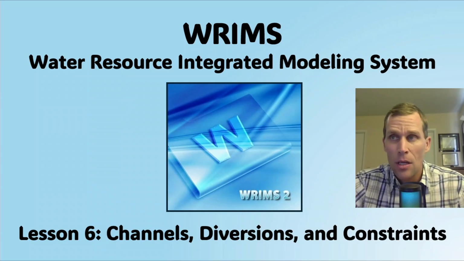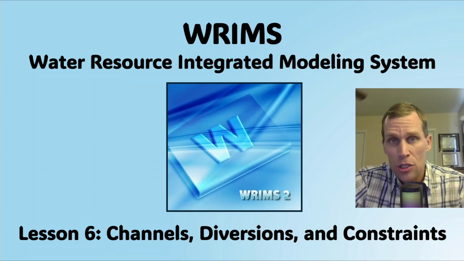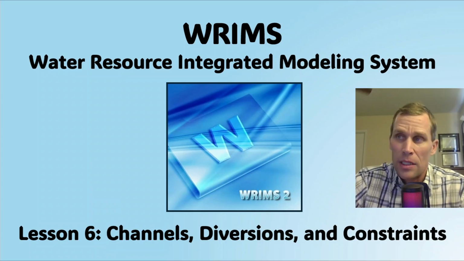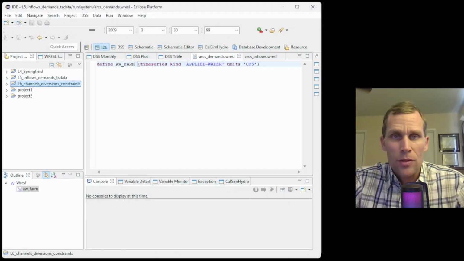So, the first part is going to involve channels and diversions, those are decision variables. And then part two will be constraints, specifically continuity and the maximum diversion. All right, so let's go ahead and get started.